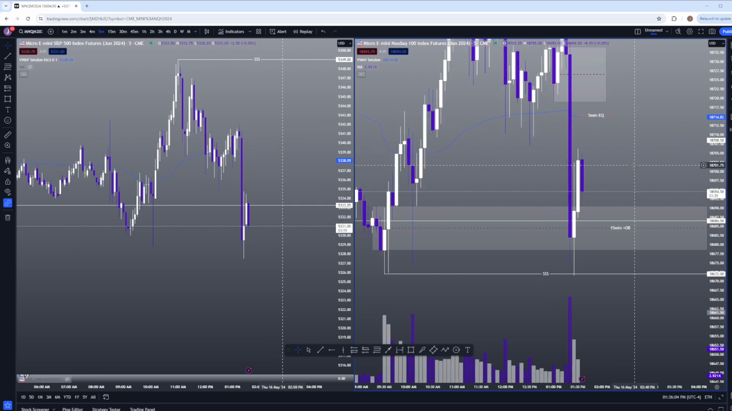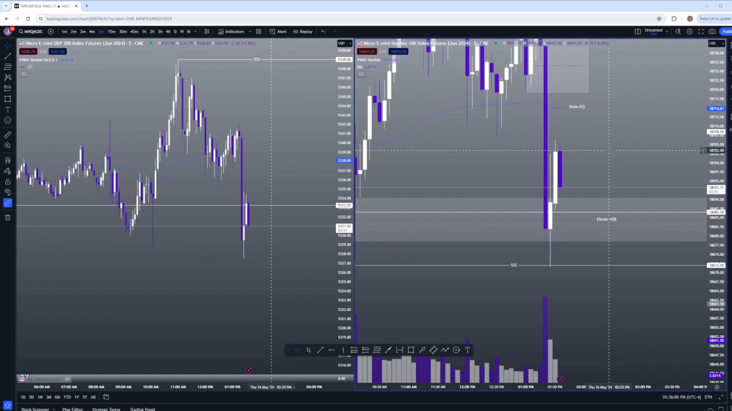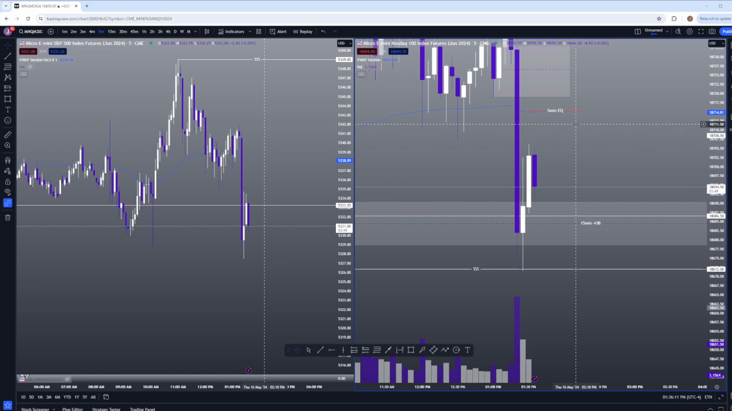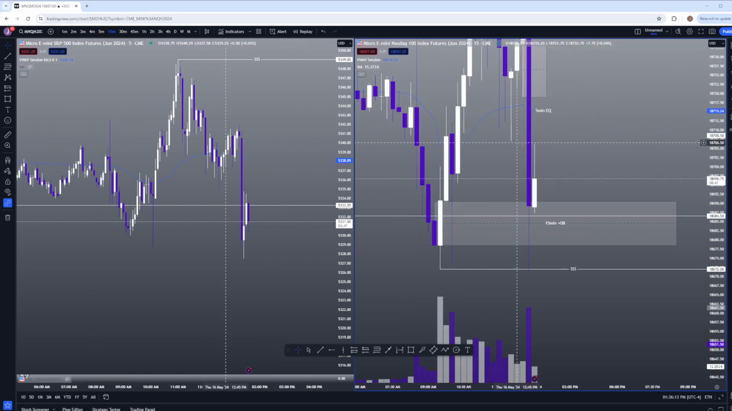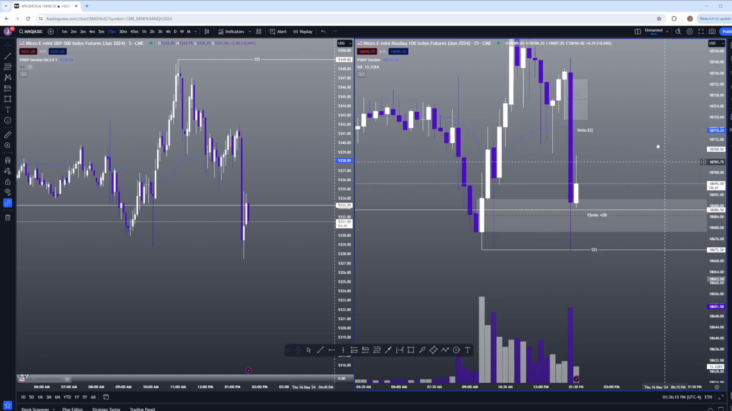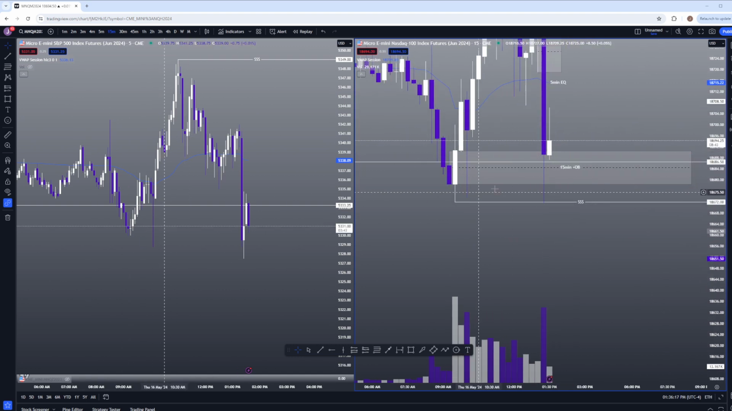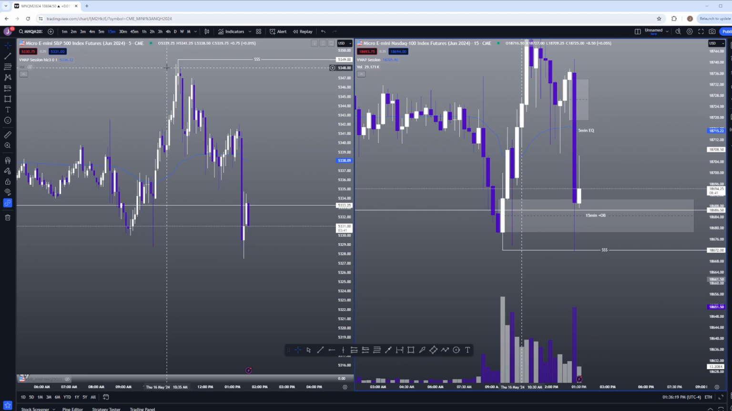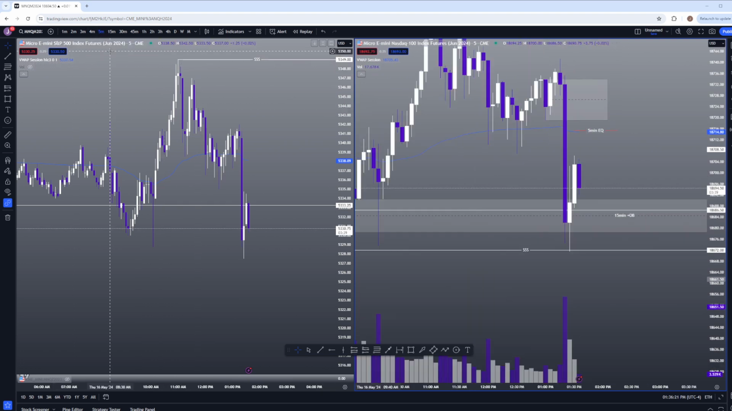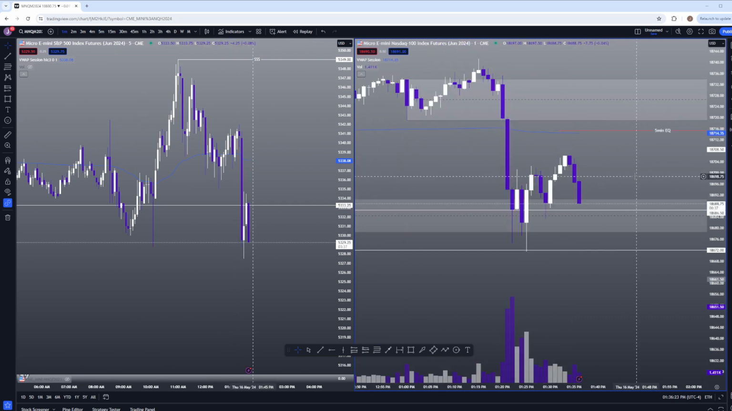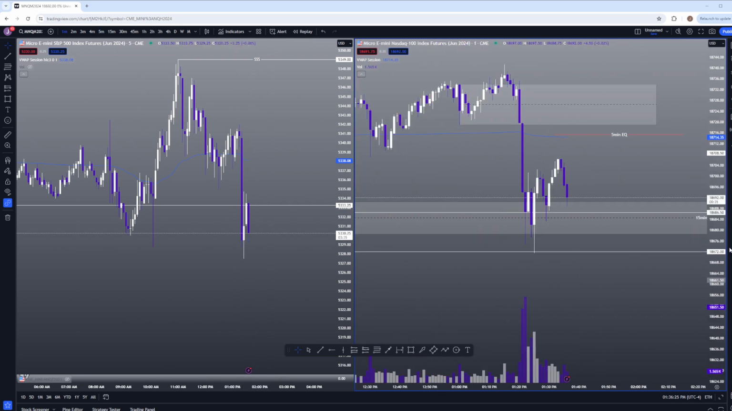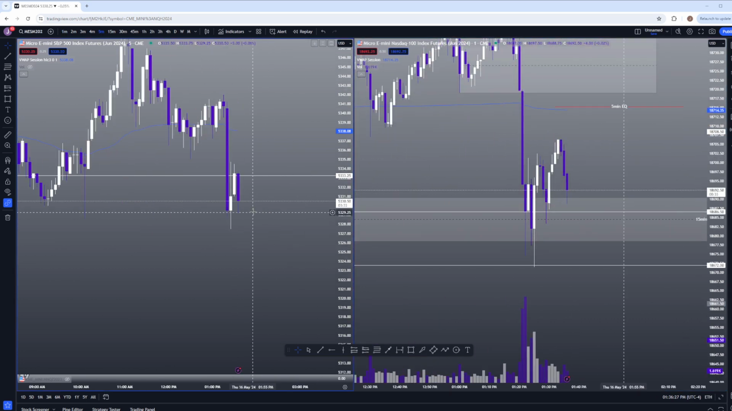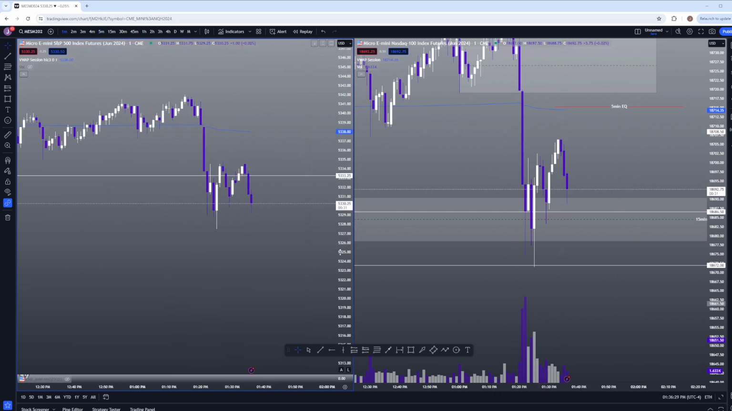It does kind of look like these shorts want to come back in. We will see. We barely touched into that 5-minute fair value gap. And I'm being very cautious because of this bounce from our support level down here. ES is looking like it's leading the way. ES is already coming back down to these lows again.